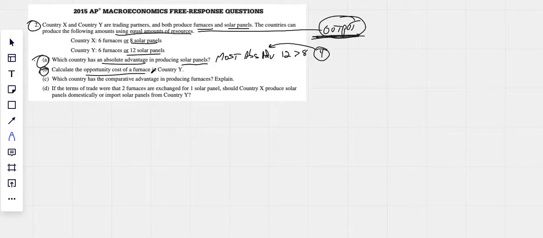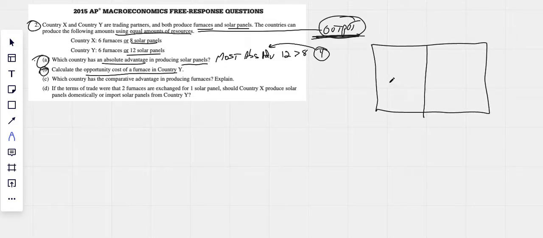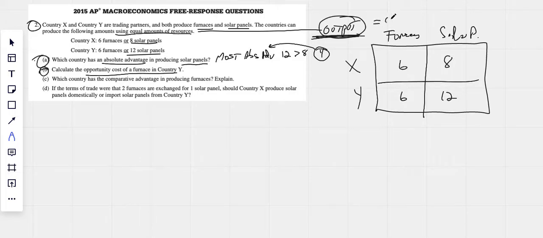Calculate the opportunity cost of a furnace. So to do that, you have to set up the chart. Remember, countries or people on the left, so X and Y, goods on the top, so furnaces and solar panels. Looks like 6 and 8, 6 and 12. Or it's an output problem. The math is done over, so 8 goes over 6, 6 over 8, 12 over 6, 6 over 12. Then we're going to divide to find the opportunity cost.